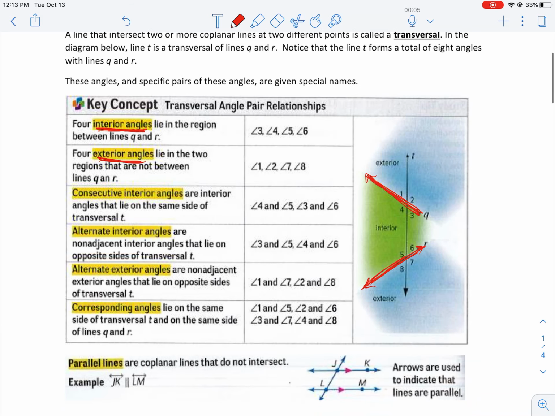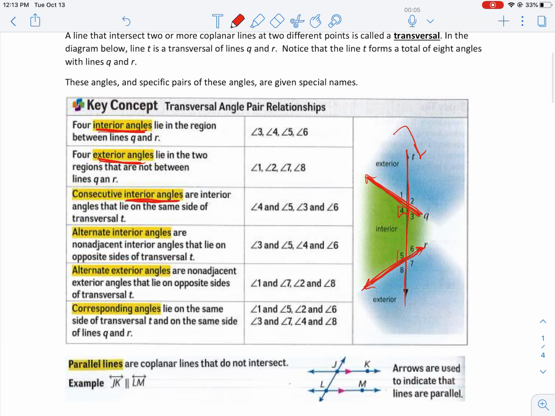So, consecutive interior angles. What that means is they are interior angles and lie on the same side of the transversal. Our transversal is right here, so 4 and 5 fall on the left side of the transversal, and 3 and 6 fall on the right side of the transversal. Again, 4 and 5 are on the same side as each other, and 3 and 6 are on the same side as each other as well. Those are our consecutive interior angles.